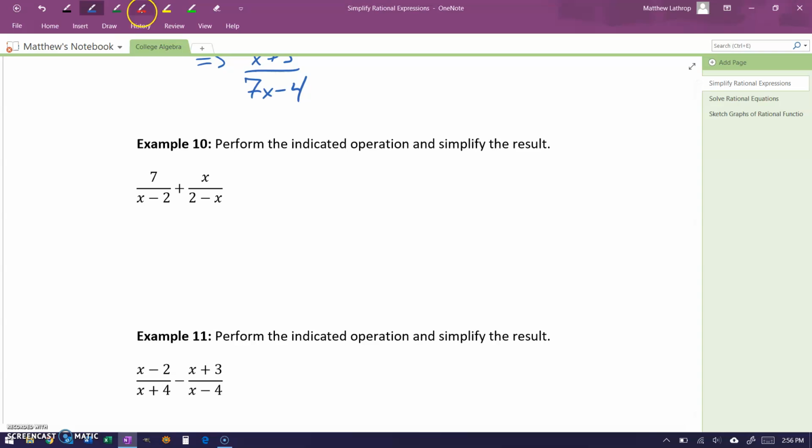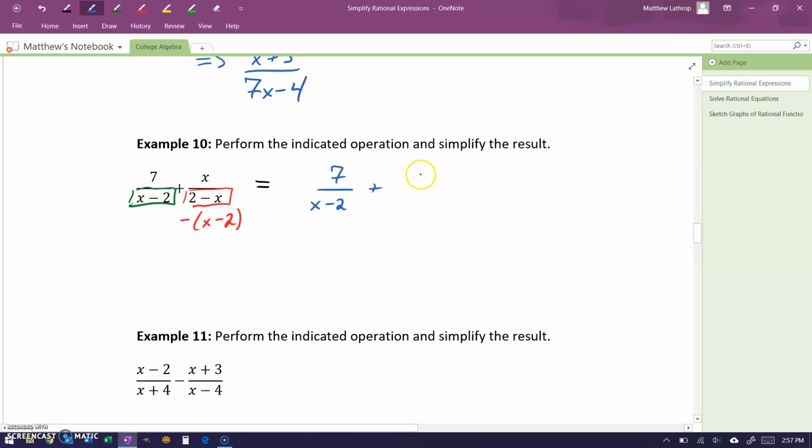In example 10, we have two denominators which seem very similar, but what we have is x minus 2 and 2 minus x, so they are a little bit different from each other. What we can do is factor a negative out of this second denominator to rewrite this as the opposite of x minus 2, and then we can see that our least common denominator would be the opposite of x minus 2.